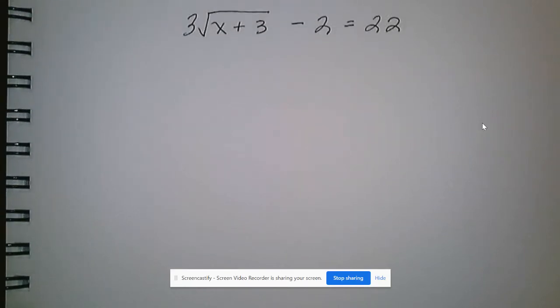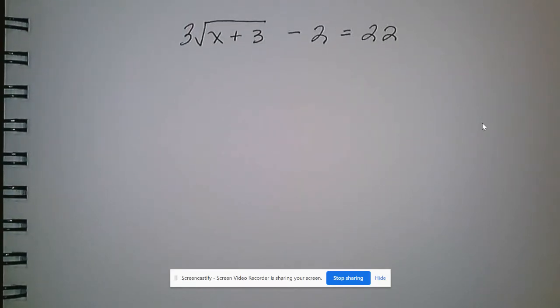Okay, this is going to be a problem describing what we in class would typically call a type 1 problem when we solve radicals. So this is the problem that we're going to start with.